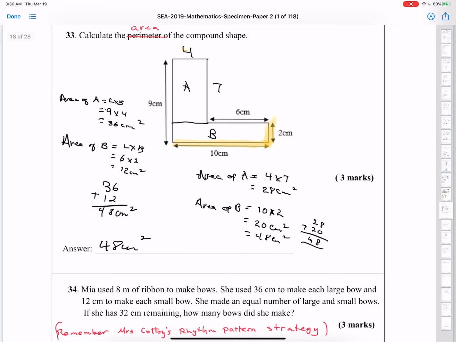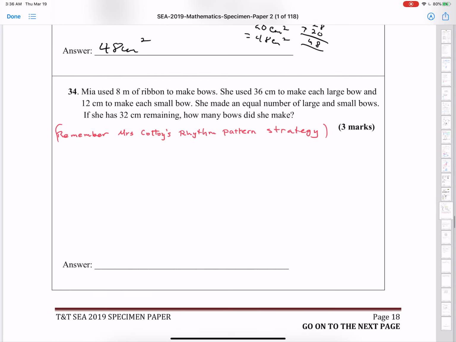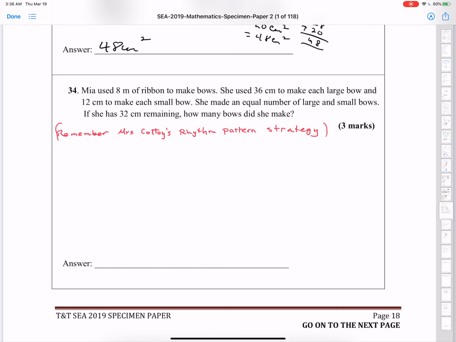Going to number 31. Maya used 8 meters of ribbon to make bows. She used 36 centimeters to make each large bow and 12 centimeters to make each small bow. She made an equal number of large and small bows. If she has 32 centimeters remaining, how many bows did she make? Remember Miss Cutaway's rhythm pattern strategy. For those who don't know, that is not a real concept in mathematics. It's just something that was used to help children see patterns.